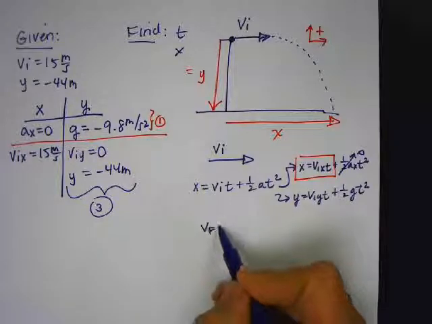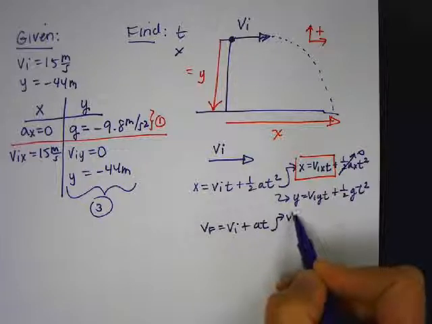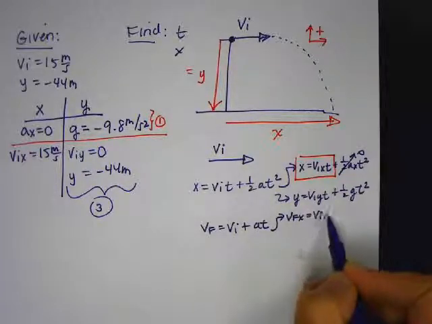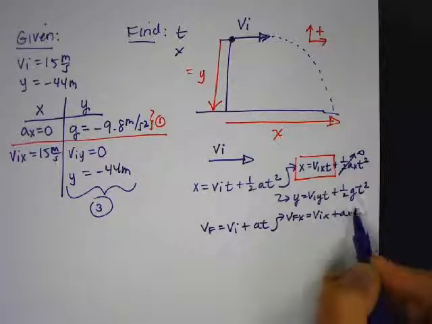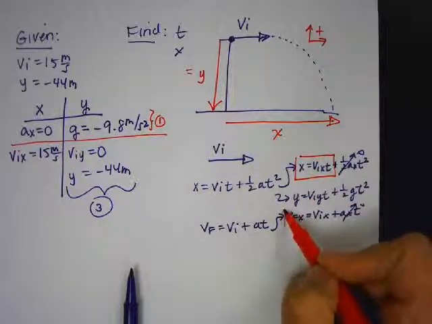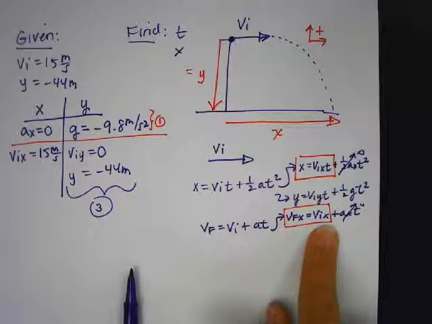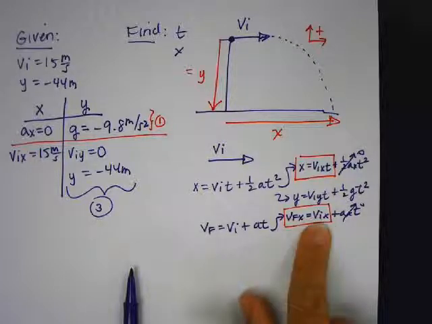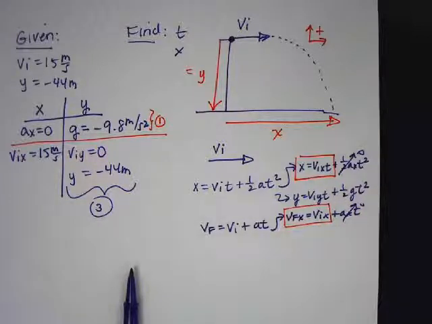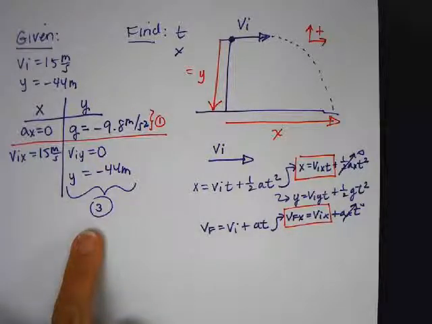Like if I had VF is equal to VI plus AT, this would be VFX is equal to VIX plus AXT. But AX is 0. So now we see that in projectile motion the final horizontal velocity is equal to the initial horizontal velocity, because there's no acceleration, this never changes. And we can use any of the equations. So let's work this problem.